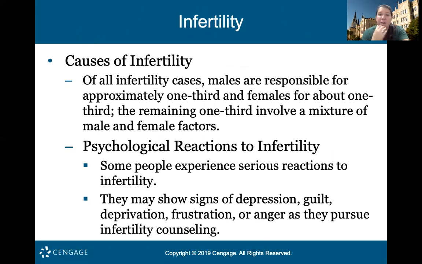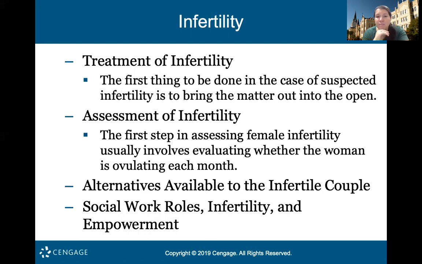So then finally, the textbook wraps up with the issue of infertility. And so it talks a lot about different causes of infertility that people might have, and psychological reactions to infertility. A lot of people may experience grief and loss and depression because of that. And so there's a lot of different psychological reactions that happen to both males and females regarding infertility. And so the textbook then again goes into talking with you about different treatments for infertility, assessment of infertility, alternatives, as well as what roles a social worker might play in working with someone who's experiencing infertility, particularly approaching it from an empowerment perspective.